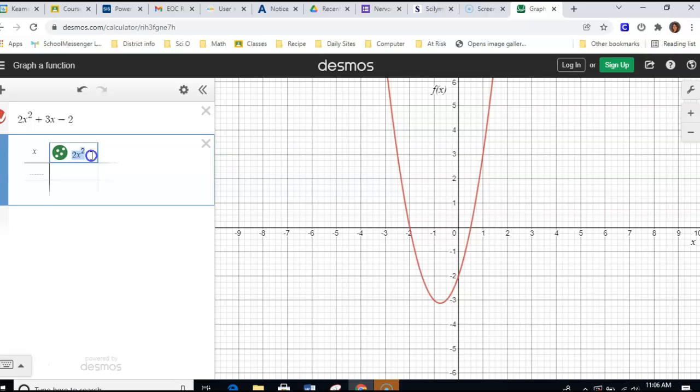Pop back down. Sometimes it's enter. How do I get back down? Come on. Well, it's not being very cooperative, there it goes. Plus 3x minus 2. Okay, so here we have our x value and our equation.